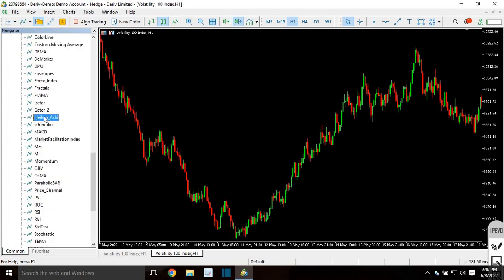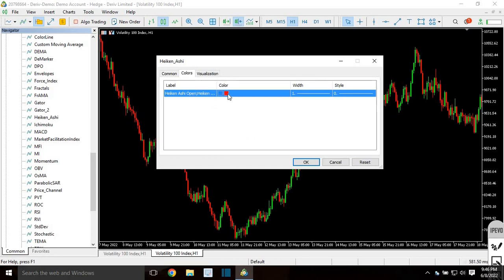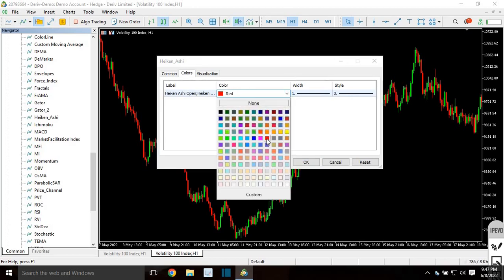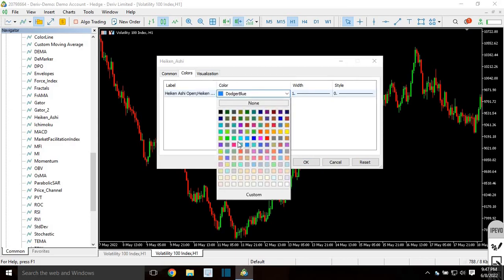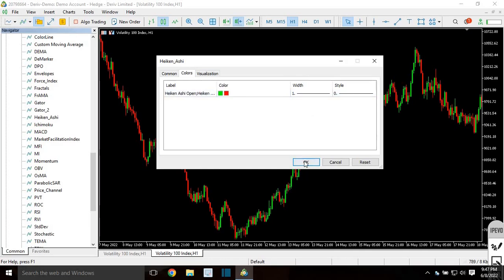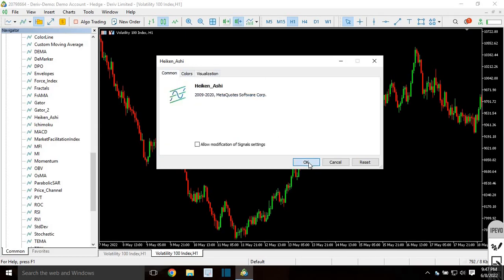After it has refreshed, click on the Indicators right here and scroll down and look for Heikin Ashi, this one right here. When you get it, drag and drop it onto your chart, and on the chart you check the colors. These are the default colors. The bearish color, we could keep it red, and the bullish color, let's make it lime. For visualization, make sure all time frames are selected, show in data window, and click OK.